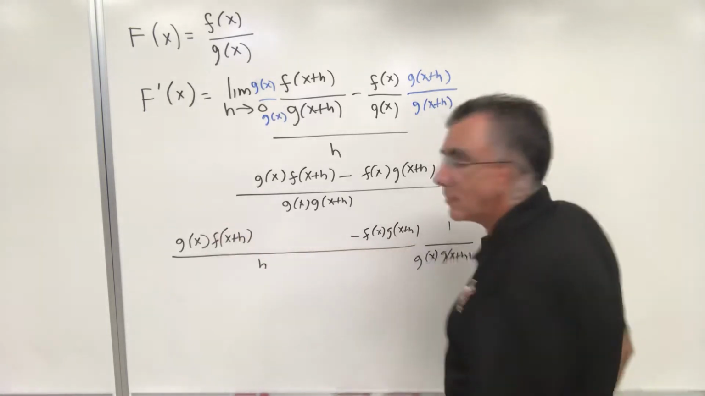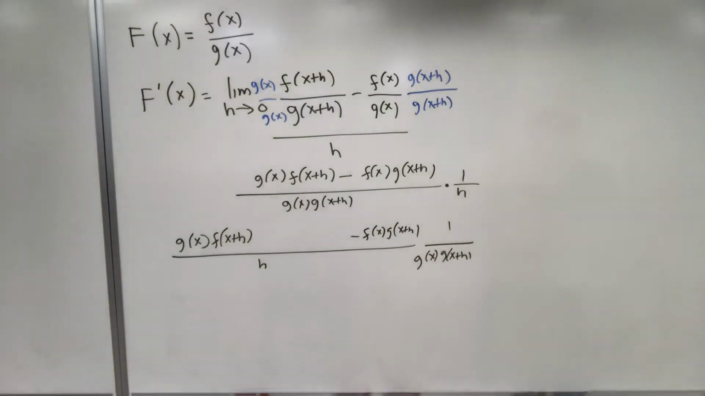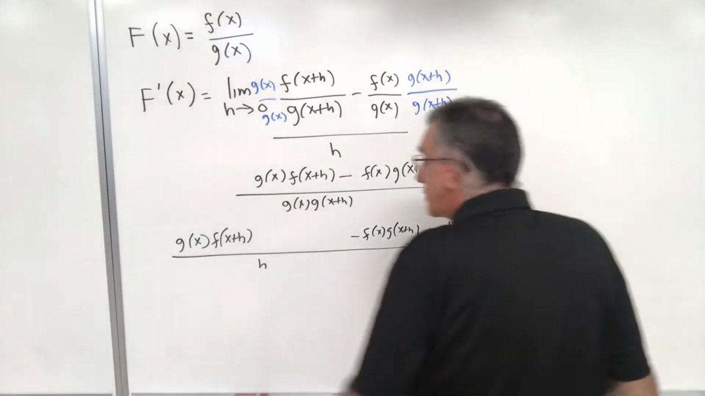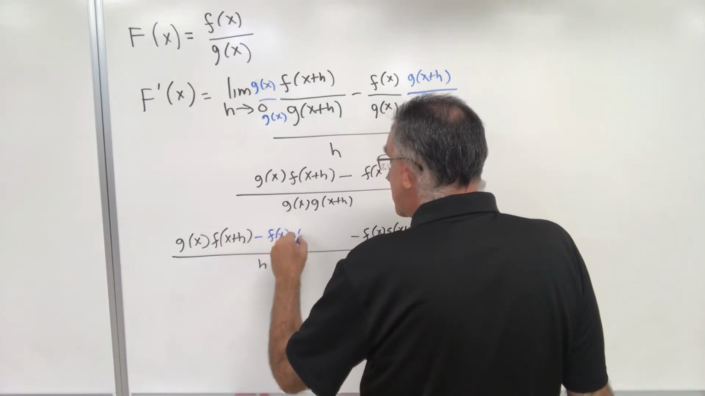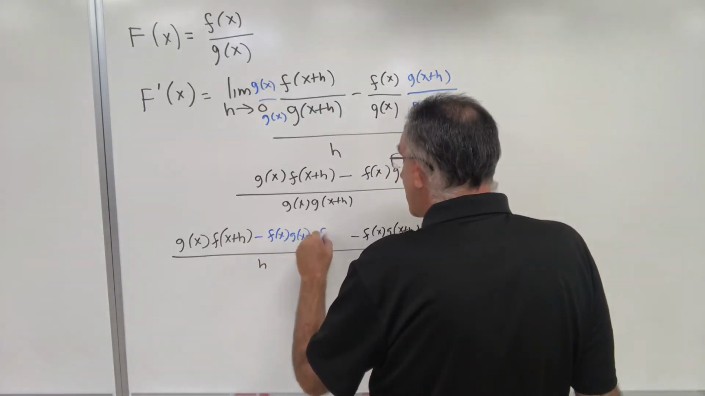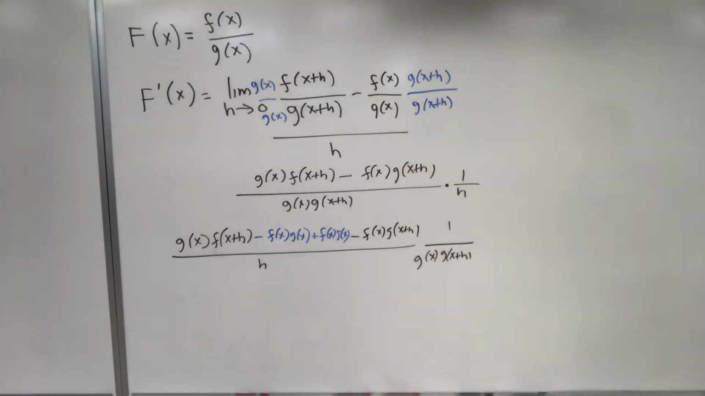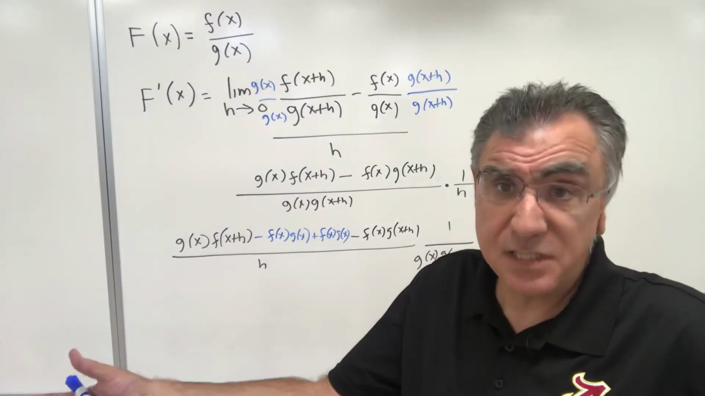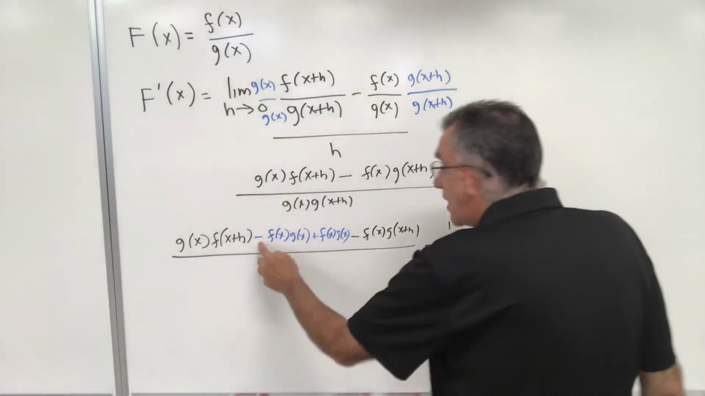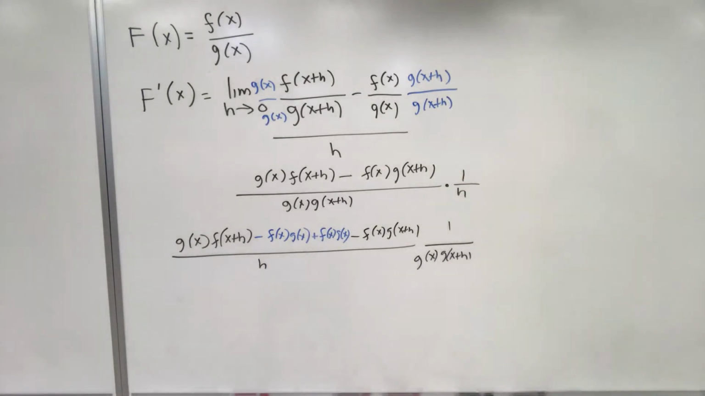Same reason I stretch this out. You'll see it. It'll work out. So then what we're going to do here is subtract f of x, g of x, and add f of x, g of x. As long as I subtract the same amount as I added, I'm really basically doing nothing. I'm adding 0 to this whole thing.